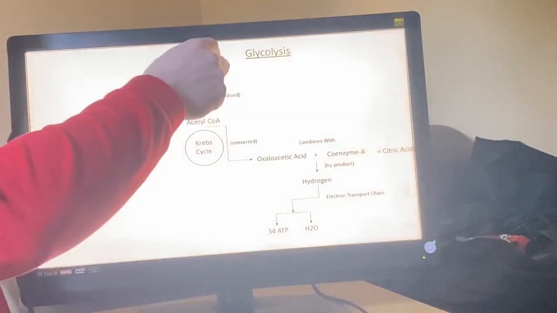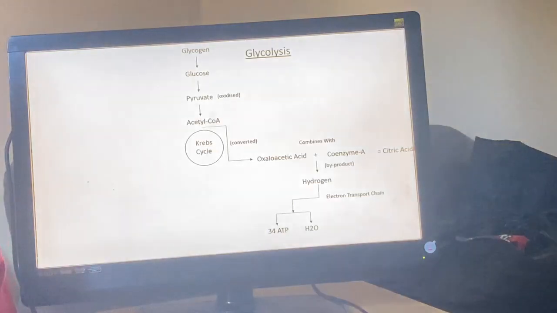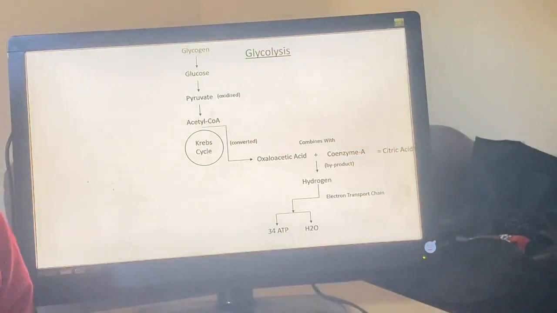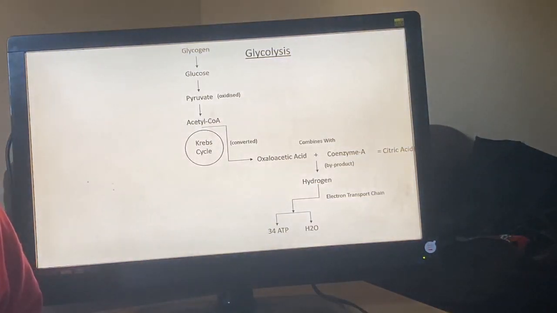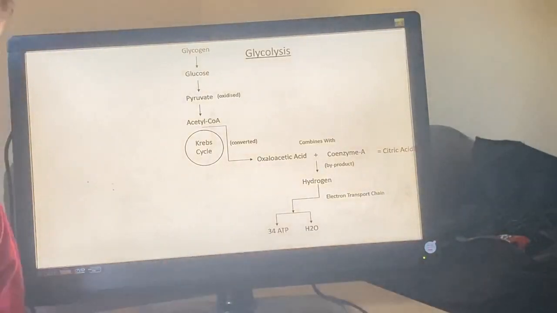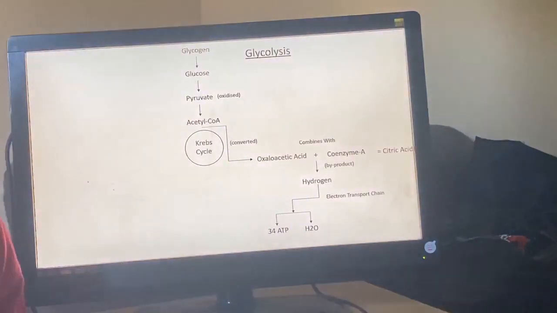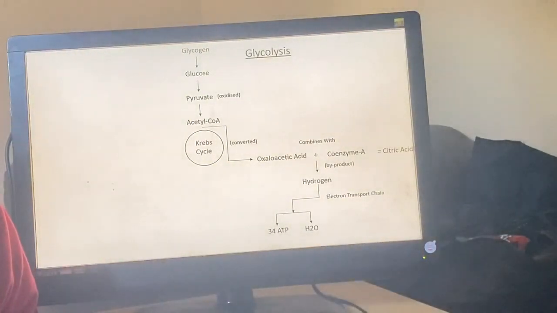Glycolysis, here I got 2 ATP. However, the issue is that it built up lactic acid. Now here I'm getting 34 ATP. So I get a hell of a lot more energy.